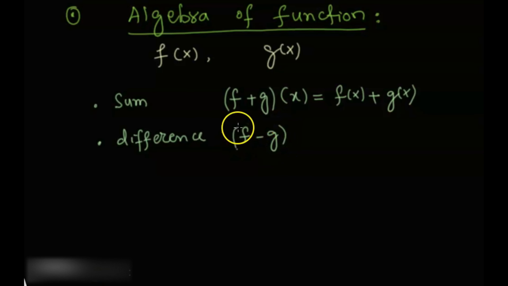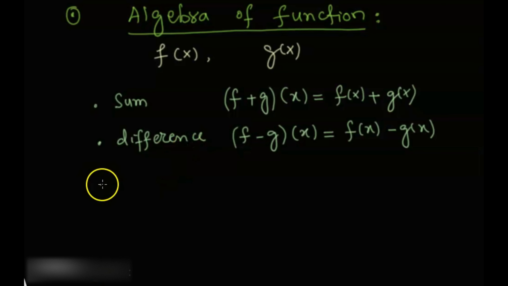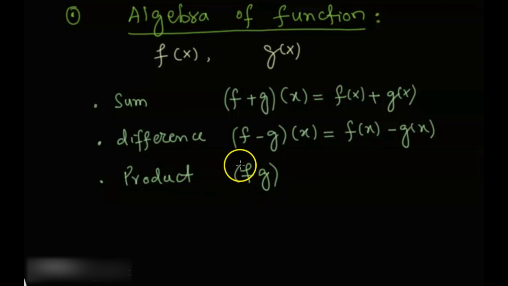Here you have to be careful whether you are talking about f minus g or g minus f. If you are talking about f minus g, then this is a new function. When we apply it on a number x, we get f of x minus g of x. Similarly, we define the product, or the multiplication, of two functions, fg. When we apply it on x, we get f of x multiplied by g of x.